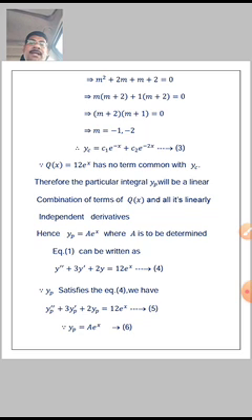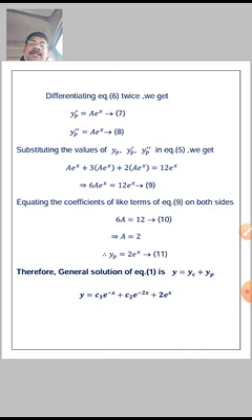Here, 12 e^x has no common term with yc. Therefore, the particular integral yp will be a linear combination of the term of Q(x) and all its linearly independent derivatives. Therefore, yp = a e^x. Equation 1 can be written as y'' + 3y' + 2y = 12 e^x. Then yp satisfies equation 4: yp'' + 3yp' + 2yp = 12 e^x, where yp = a e^x. Differentiating equation 6 twice, we get these two results.